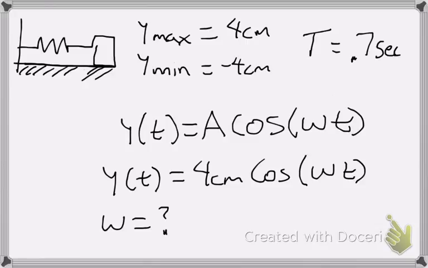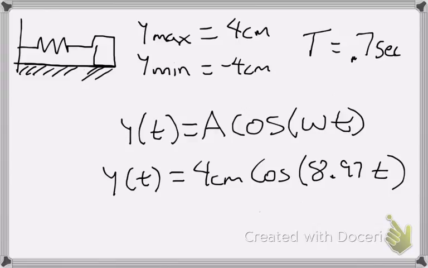But this is very easy to figure out, because regardless of what the amplitude is or what the object is, if it's in simple harmonic motion, then that means the period is completed in 2 pi radians. It doesn't matter what the amplitude is, it only matters that it went one complete oscillation, which is 2 pi radians. So the angular velocity is just going to be 2 pi radians divided by 0.7 seconds, and that's going to be 8.97 radians per second. So there's our equation for the position.